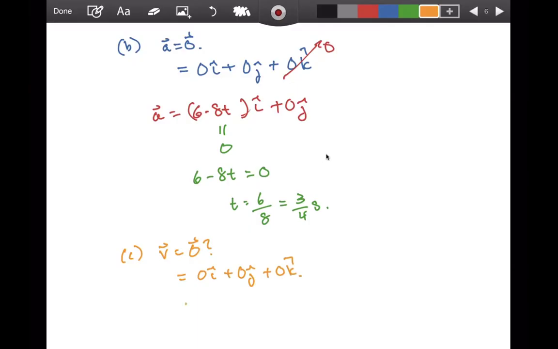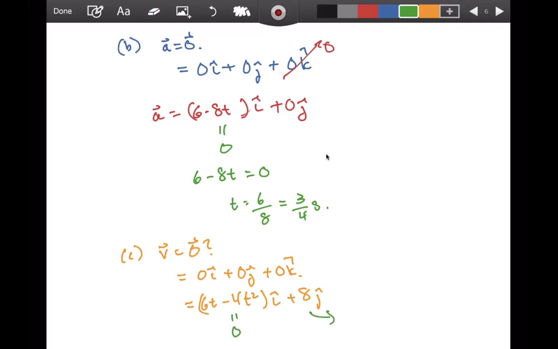Well, let's go back to our velocity. What was that? It was 6 times t minus 4 times t squared in the i hat direction, plus 8 in the j direction. Of course, the first term here we can set to 0, so that's possible.